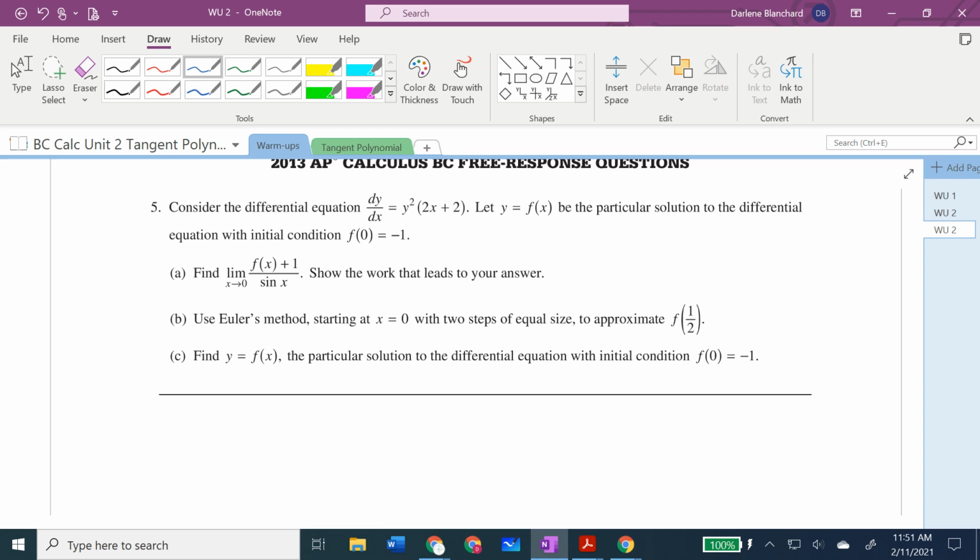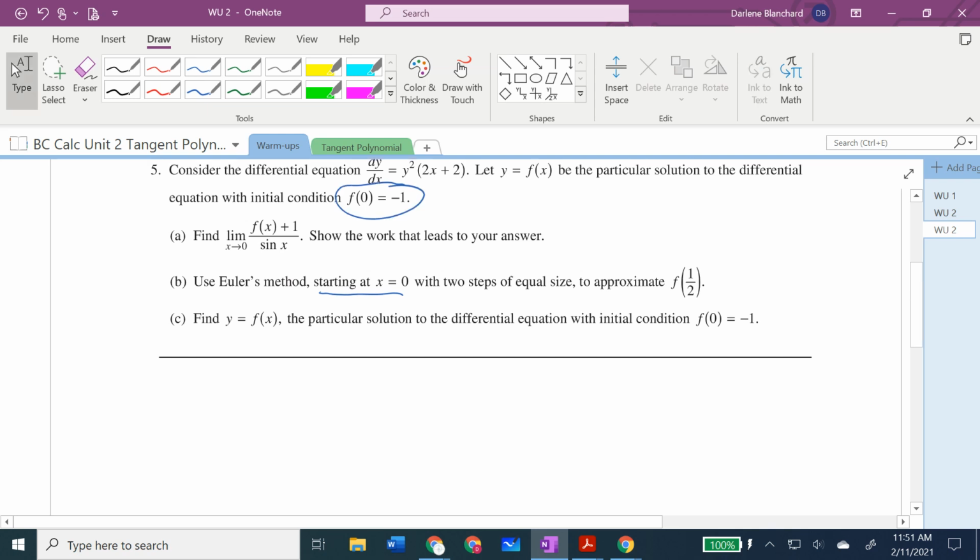All right, for part B with Euler's method, it's telling me that I'm starting at x equals 0, and I have this information, so I'm going to write that down, that my initial x is 0, my initial y is -1. Then it tells me about the step size, 2 steps of equal size to get to 1/2. I'm going from 0 to 1/2 with 2 equal steps. So that means that the step size is 1/4. And then I'm ready to start playing the game.